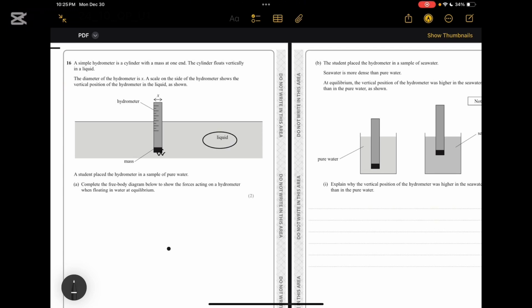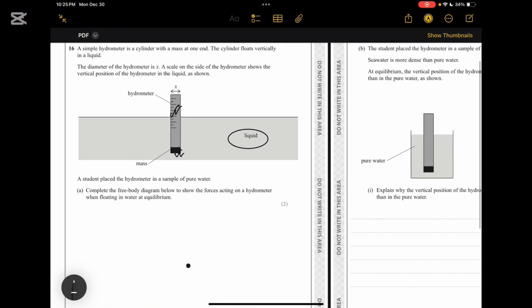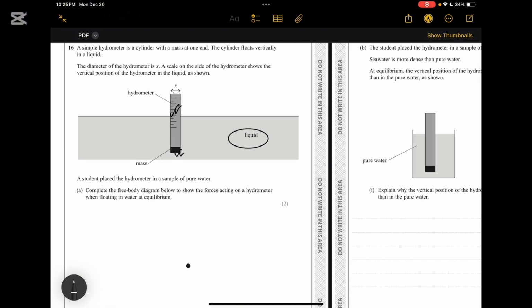The diameter of the hydrometer is x. A scale on the side of the hydrometer shows the vertical position of the hydrometer in the liquid. So there is a scale which tells us how much length is under the water and how much is above the water. Okay. A student placed the hydrometer in a sample of pure water. Complete the free body force diagram to show the forces acting on the hydrometer when floating in water at equilibrium.